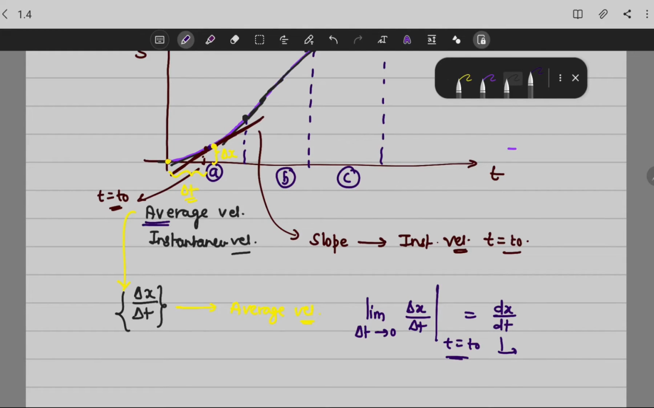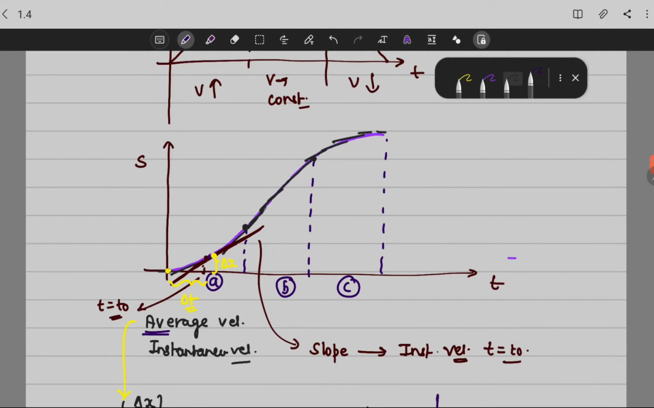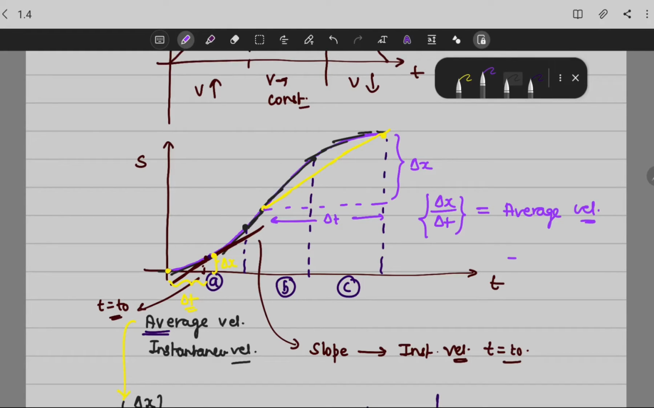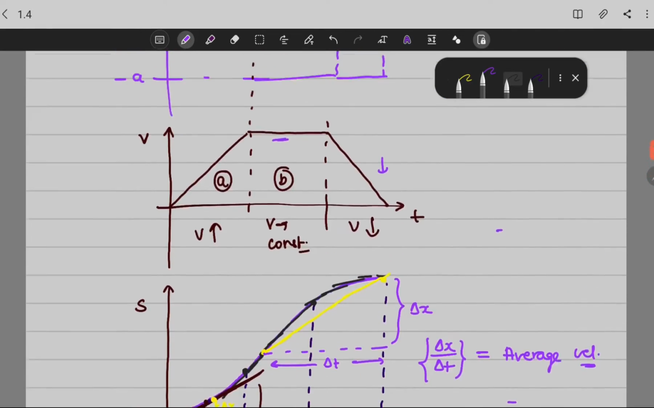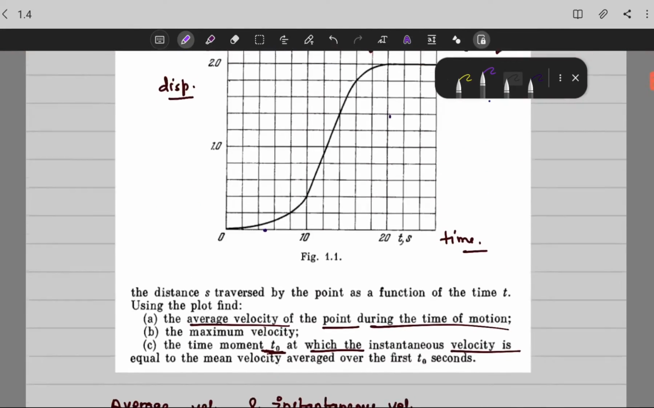And for the average velocity between any two particular points, for example between this one and this one, we can draw a straight line between these two points, find delta x and delta t, and then do delta x upon delta t, total distance upon total time, and we'll get the average velocity. I think the concept of average velocity and instantaneous velocity is clear. Now coming to the problem.